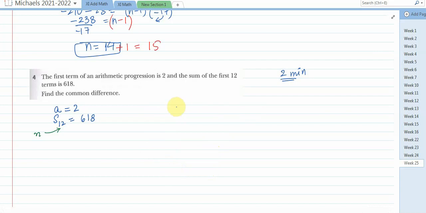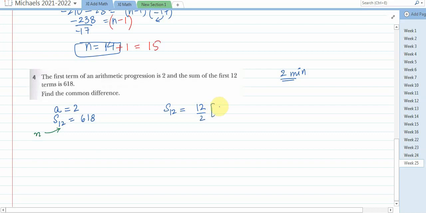Alright class, so now the value of n is 12, so S equals 12 divided by 2. 2 times A, where A is 2, plus n minus 1, that leads to 12 minus 1 times D, which is unknown.